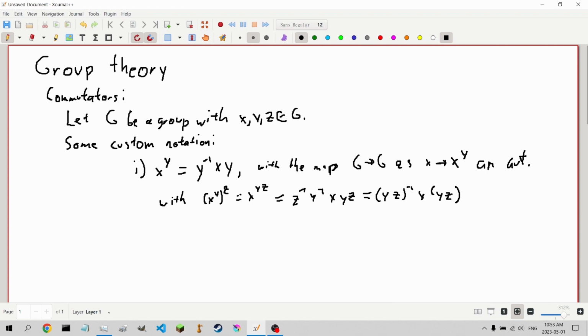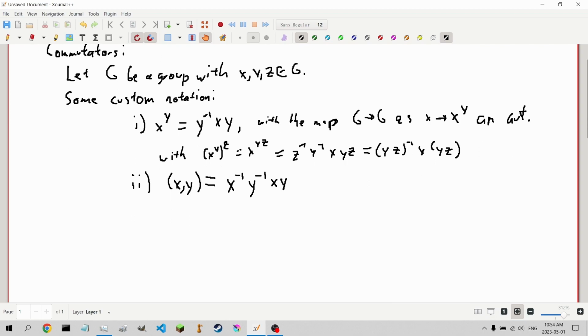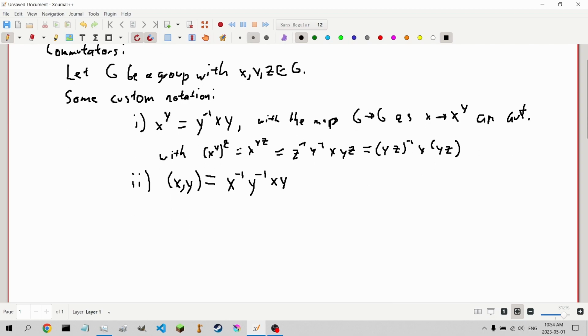And the second piece of notation we're going to set up is this weird bracket thing. It looks almost like a Lie bracket, except first off we're not doing Lie algebra, and second we're using curly brackets. And this is the commutator of x and y. So I probably was not using the right term before, but you should have seen this before. Maybe it's the conjugate? Anyways.